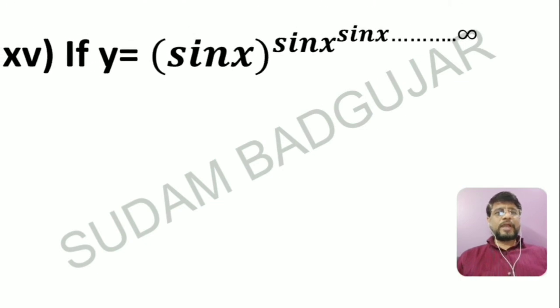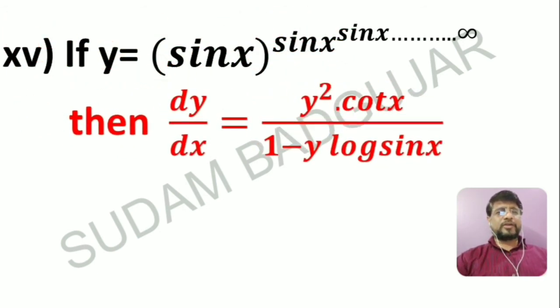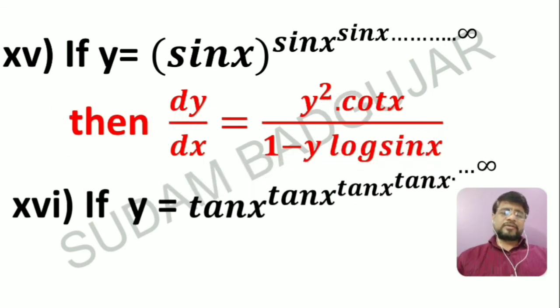That's it. Now next one is, if y is equal to sin x raised to sin x up to infinity, then dy by dx is y square upon 1 minus y into log of, what is f of x here? F of x is sin x, log of sin x into derivative of sin x is cos x upon sin x, keep as it is, and that is nothing but cot x. So the final answer is dy by dx equal to y square into cot x upon 1 minus y log of sin x.